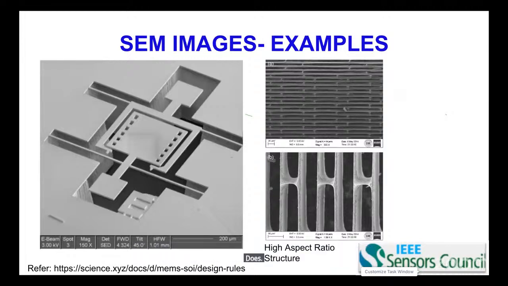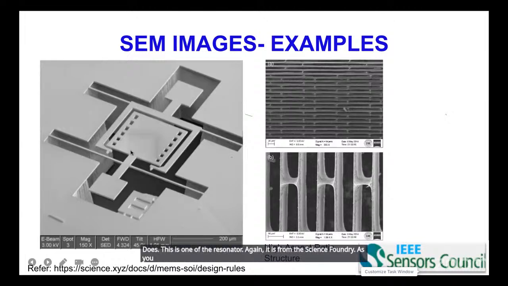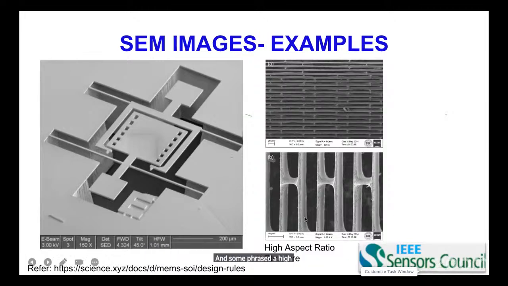So look at these structures. Some SEM images, this is one of the resonators. Again, it is from the Science Foundry. As you see here, it will vibrate, and there are anchors. So it is fixed here, connected here using spring structures. And this entire structure is a freestanding structure which is anchored here, and it will vibrate, and this works as a resonator.